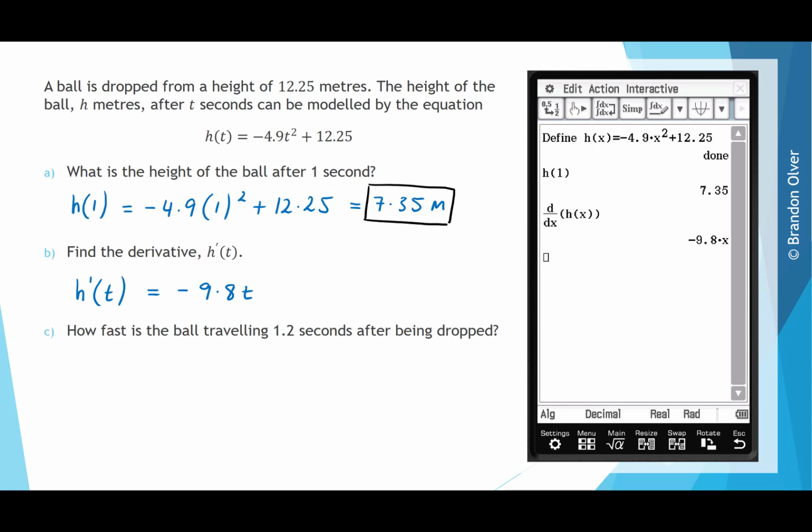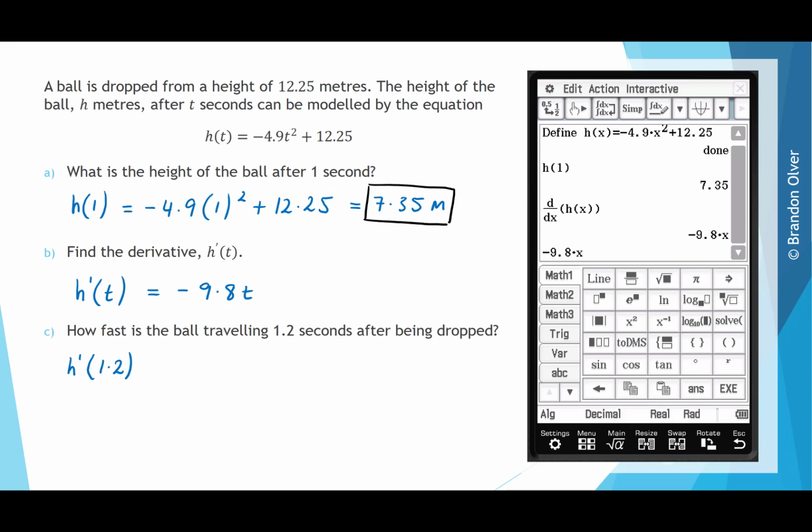For part C, we want to find out how fast the ball is travelling 1.2 seconds after being dropped. So for this, we're going to use the derivative. So we're going to evaluate h dashed of 1.2. To evaluate the derivative, when x is equal to 1.2, we can drag the derivative down and we can use the keyboard and go to Math 3. And we can use this straight up and down line to specify that x is equal to 1.2.